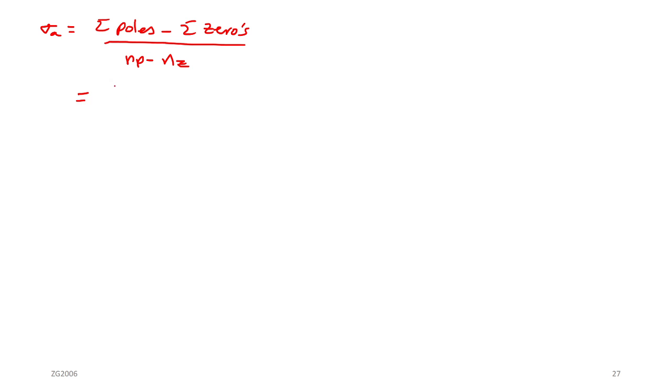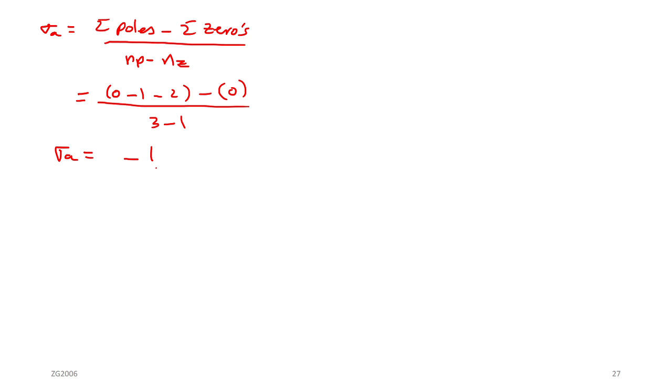Okay, so it's going to be how much? Summation of poles, we have 0, we have minus 1, we have minus 2, and we have no zeros. Divide by number of poles minus number of zeros. It's going to be how much? This is minus 3 over 3. It's going to be minus 1. So sigma A is minus 1.